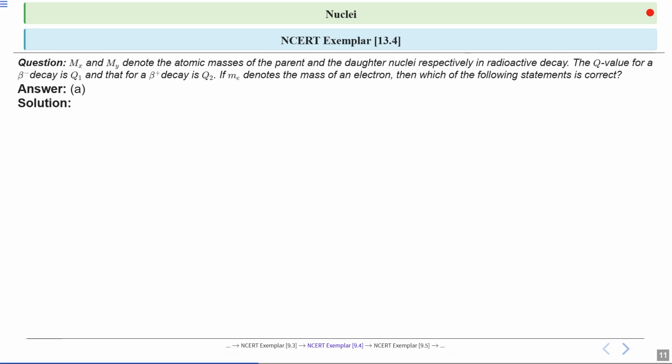So the correct option is A. Let's discuss the solution in detail. In beta plus decay, a nucleus X with mass number A and atomic number Z converts into a daughter nucleus Y with mass number A and atomic number Z minus 1 by emitting a positron and a neutrino, and Q2 energy is released.